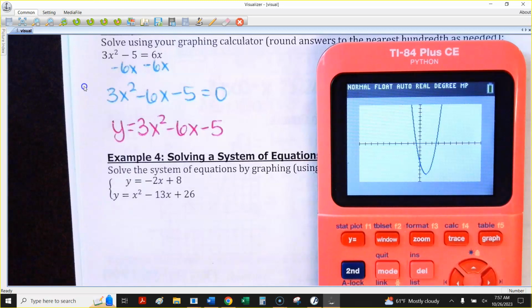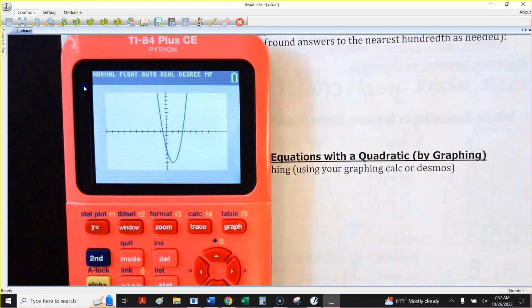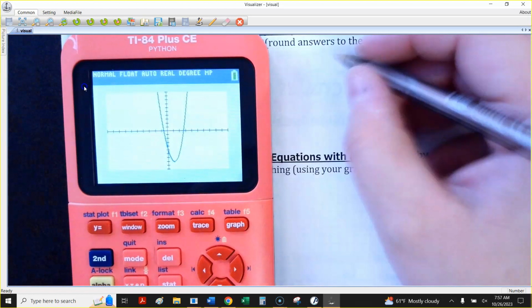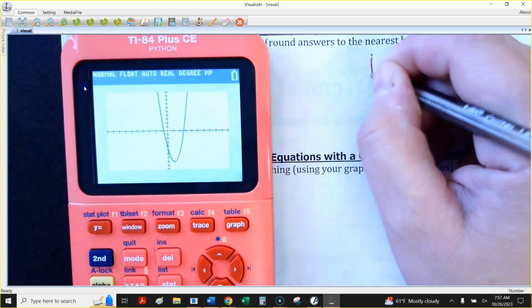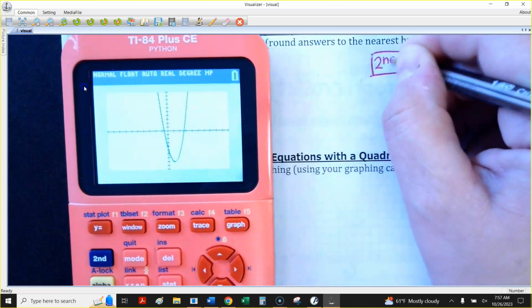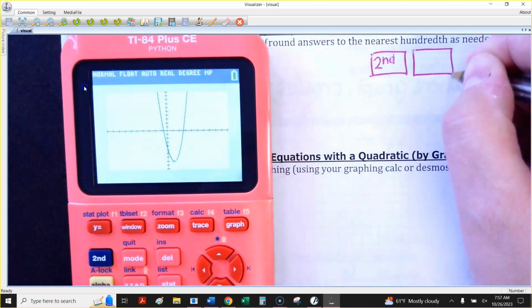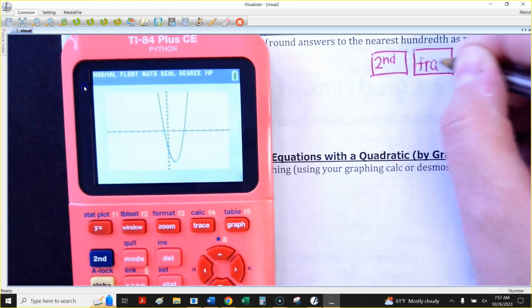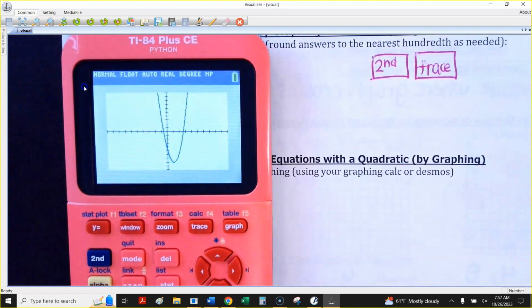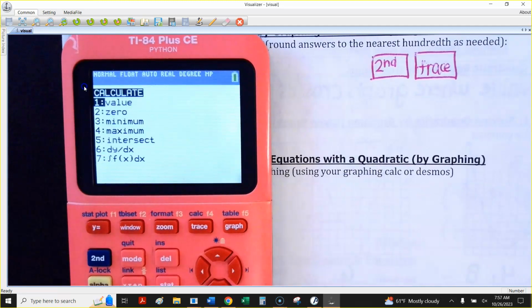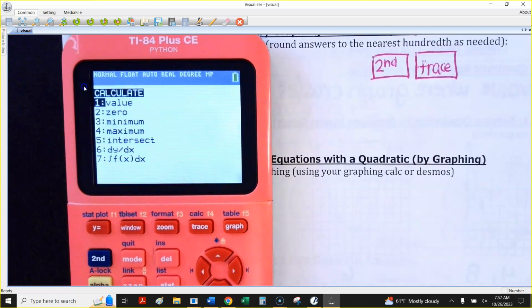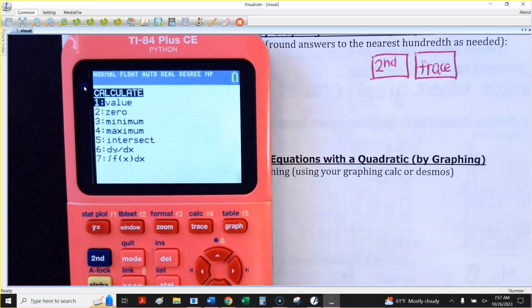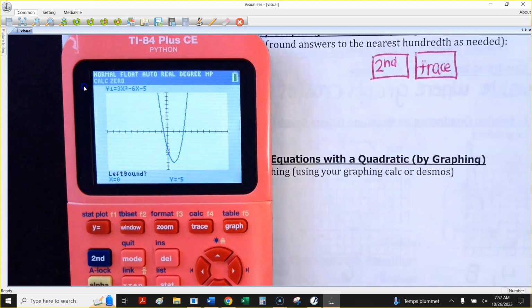Okay, now, once you've got your graph in here, you should be writing down these directions. All right, once you have your graph in, we've used this menu before, but this is a little bit different. You're going to hit second, and then the trace button, which is going to be your calculate menu. So I'm going to hit second, trace. And then what option do you think we should pick here? The 0, right? Okay, now I'm going to tell you, this is weirder than finding an intersection, which we've done before. Okay, so 0.